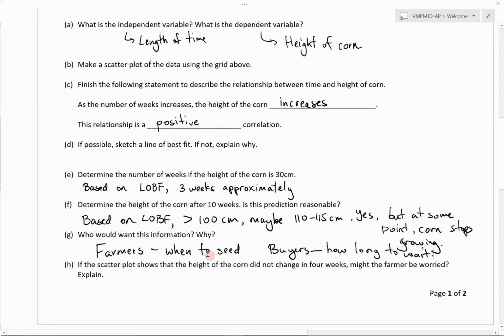Okay. If scatter plots show the height of the corn did not change in 4 weeks, might the farmer be worried? No, because corn can stop growing when it is time to harvest. So no, the corn can stop growing when it is time for harvest.